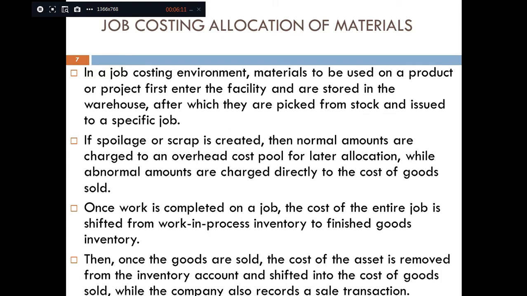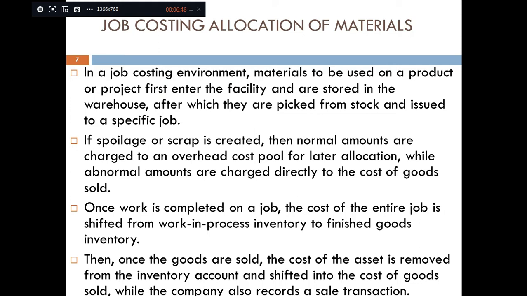Job costing allocation of materials. How can we allocate the materials in a job costing environment? Materials to be used on a product or project first enter the facility and are stored in the warehouse, after which they are picked from stock and issued to a specific job. If spoilage or scrap is created, then normal amounts are charged to an overhead cost pool for later allocation, while abnormal amounts are charged directly to the cost of the goods if materials are spoiled.